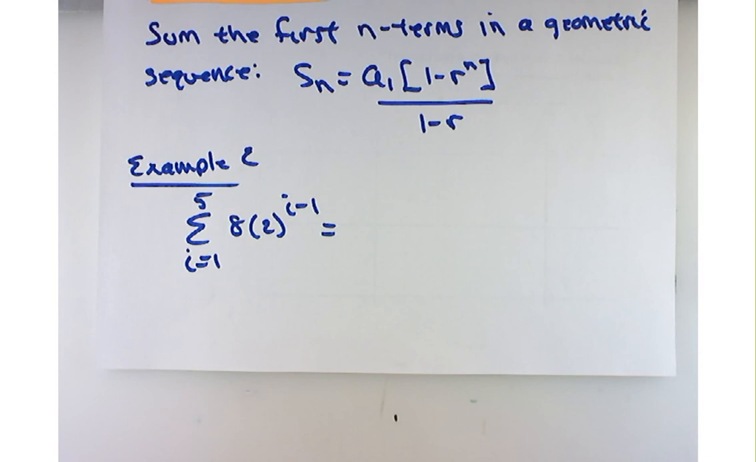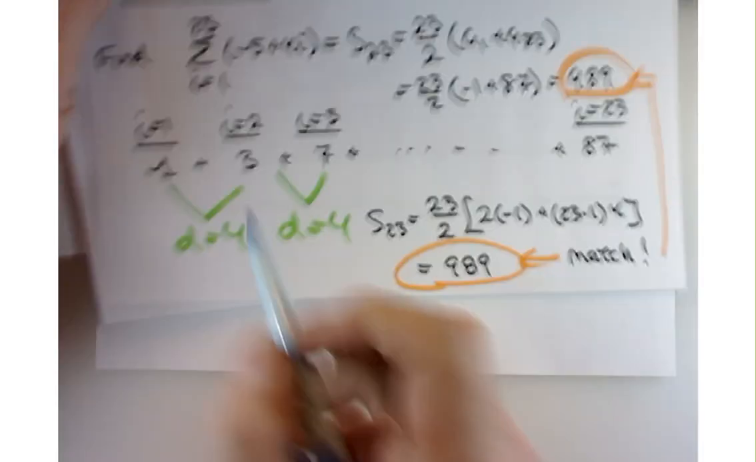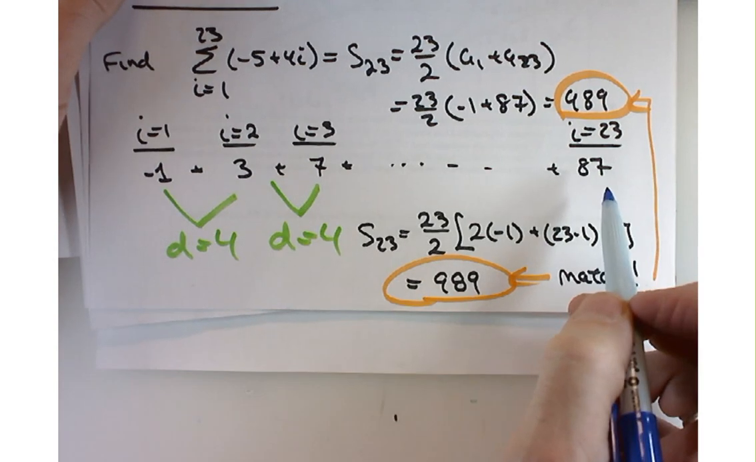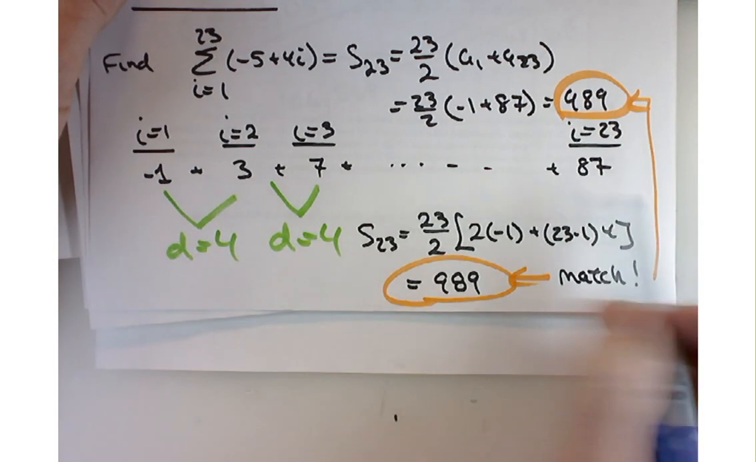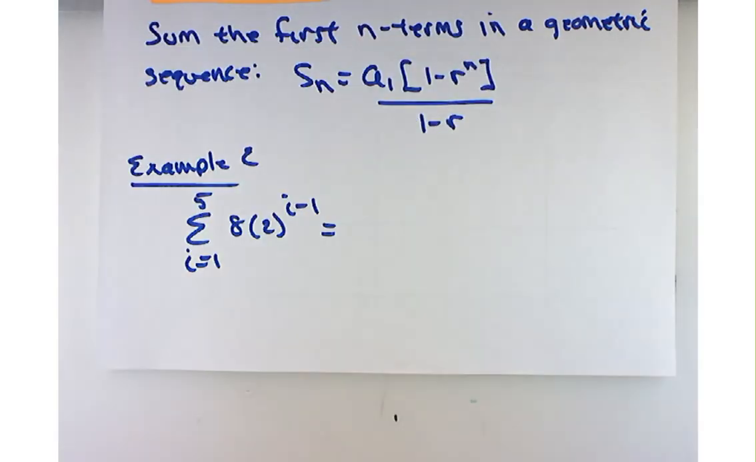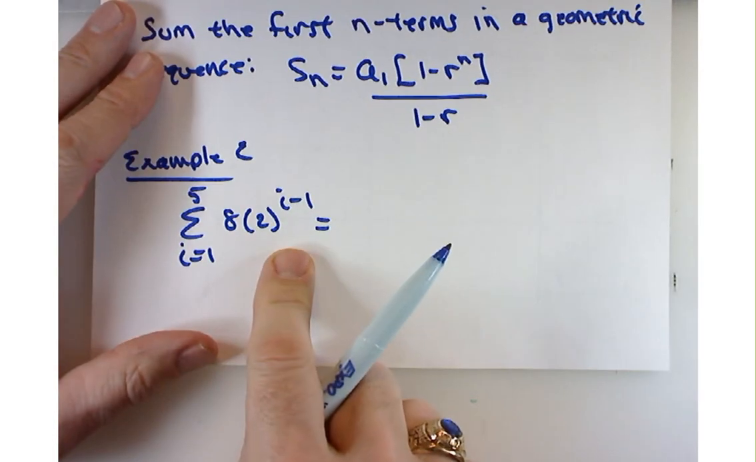Now, one thing you might pick up on is that sometimes I'll use the word series, sometimes I'll use the word sequence. It depends what you're doing. If you're adding up a bunch of terms, you're summing a series. But if you're just listing the terms, then you're working with a sequence. So a sequence is the list of terms, the series is the sum of the terms.